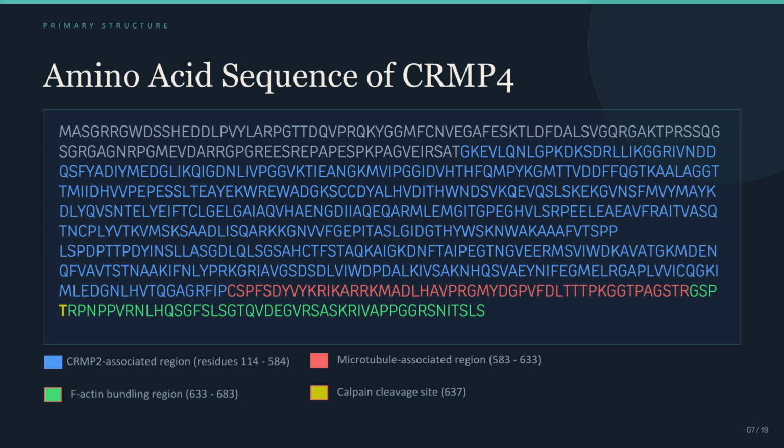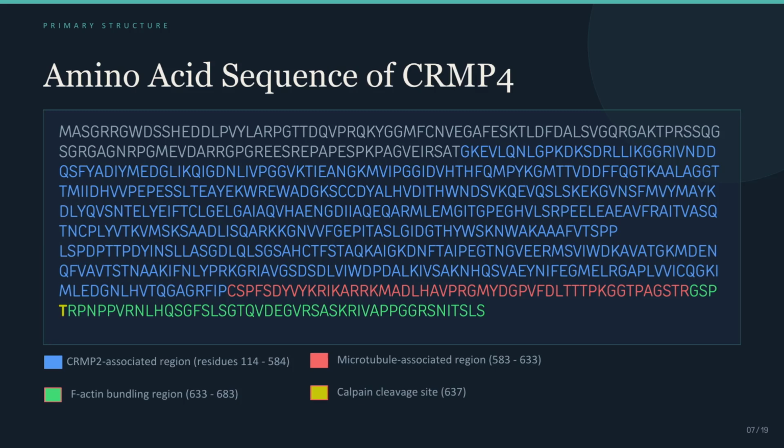Before examining the three-dimensional models, the principal functional regions were mapped onto the primary sequence of CRMP4. The large blue segment represents the conserved core, which is thought to support CRMP family complex formation and includes the region associated with CRMP2 interaction. The red segment represents the possible microtubule-associated region, whereas the green segment may represent the F-actin bundling region.